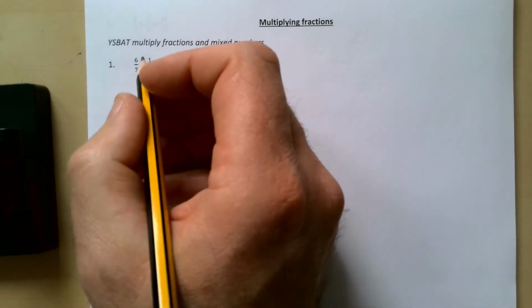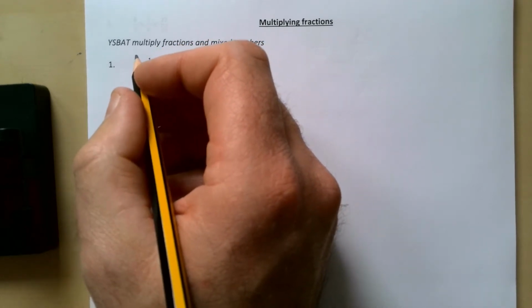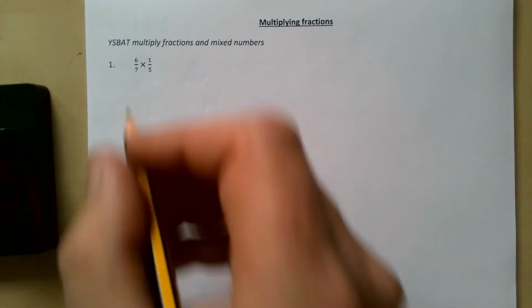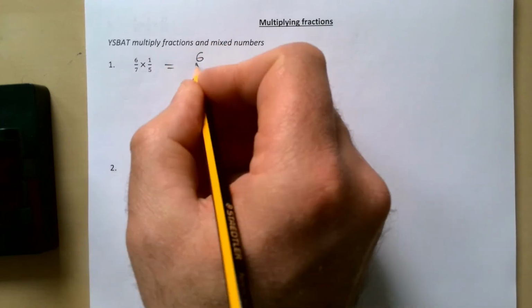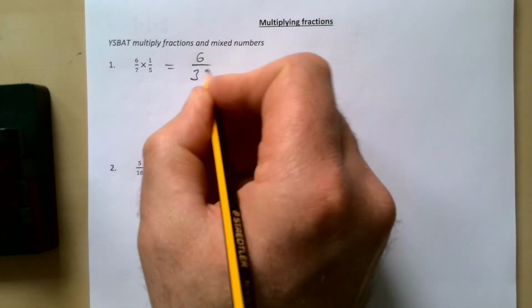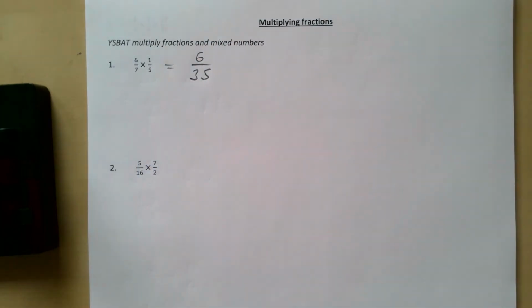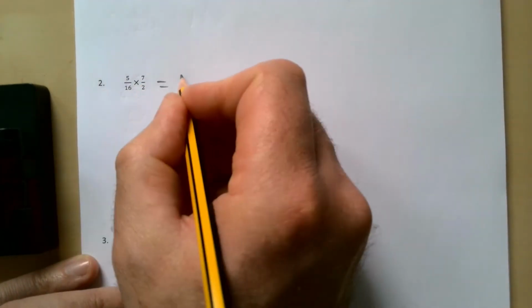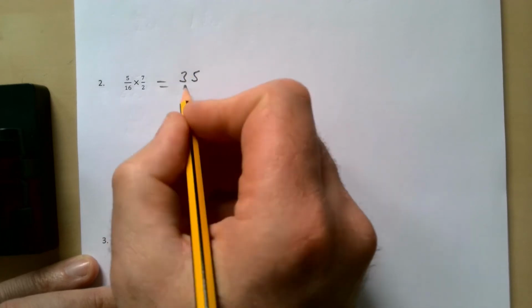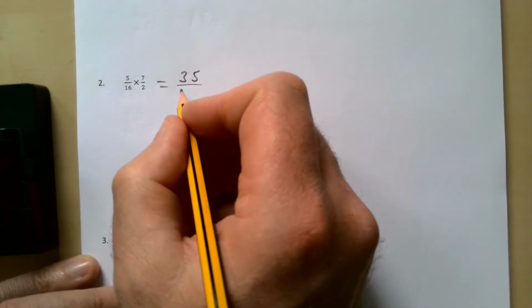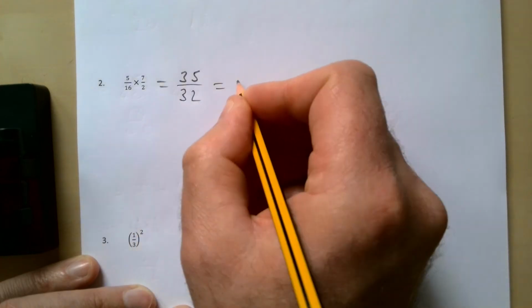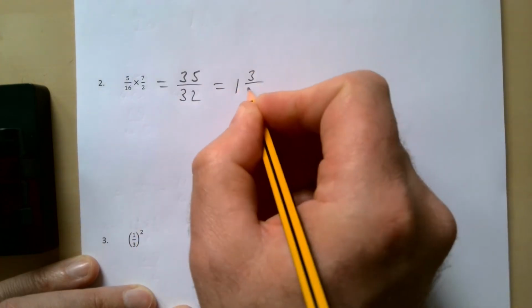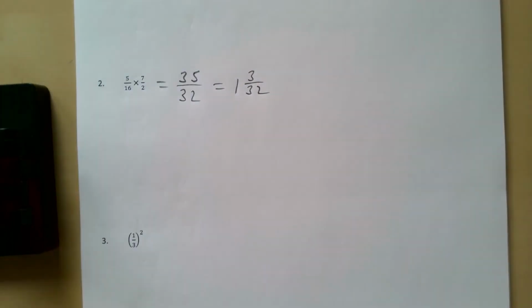Now there are a few other rules we can make our life easier with, but we'll come on to those a little bit later on. So top times top gives me 6. 7 times 5 gives me 35, and that's my answer right there. Top times top is 35, so 5 times 7 gives me 35. 16 times 2 gives me 32, and I would change that then to 1 and 3 over 32.